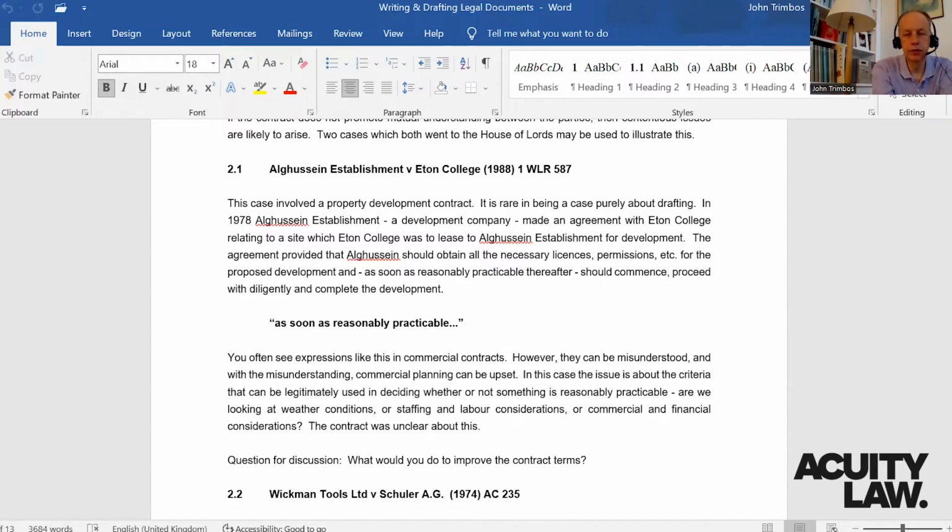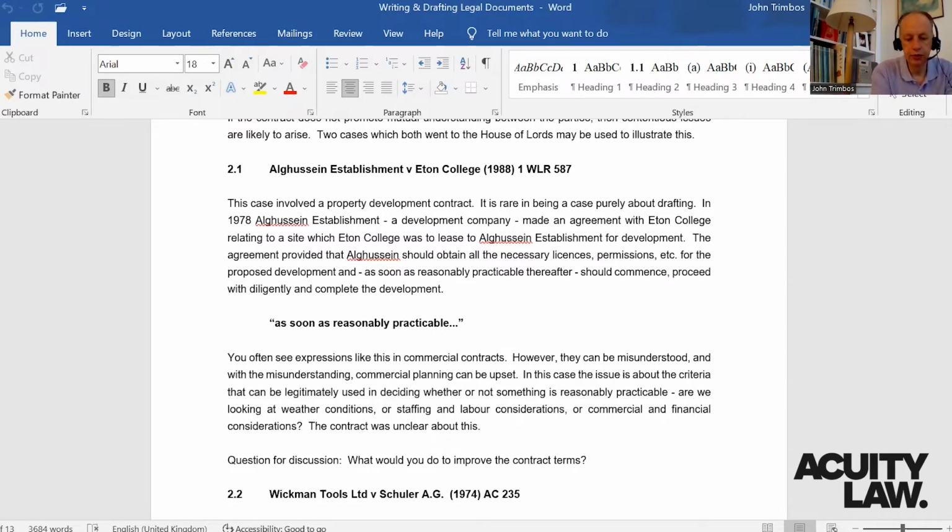The agreement was that Al Hussein would apply for planning permission, etc., and as soon as reasonably practicable thereafter, they would commence, proceed with diligently, and complete the development. Now, in court, Al Hussein said, well, it wasn't reasonably practicable for us to build this wretched development because it was a commercial disaster just waiting to happen.